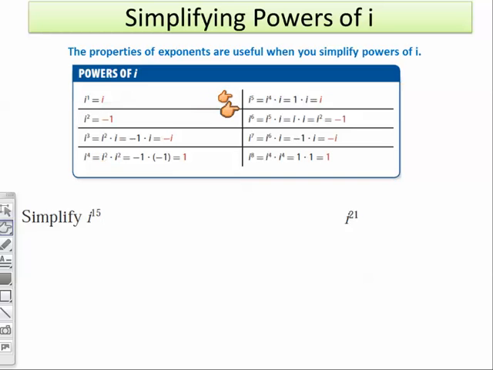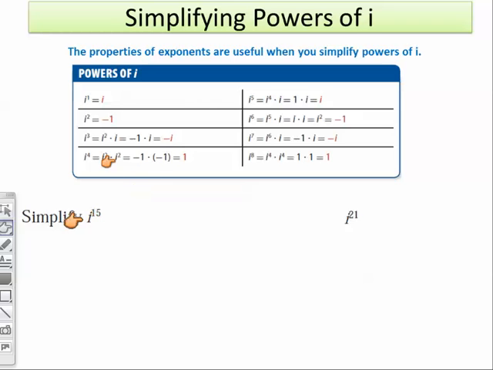Now that's all four of the possible combinations. So if I'm looking at I to the 5th, 6th, 7th, and 8th, it's just a repeat of the same values, isn't it? Because every time I get I to the 4th, I'm going to get 1. 1 times anything is that number.